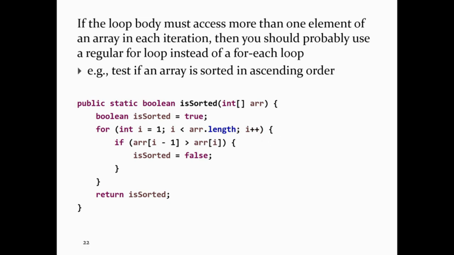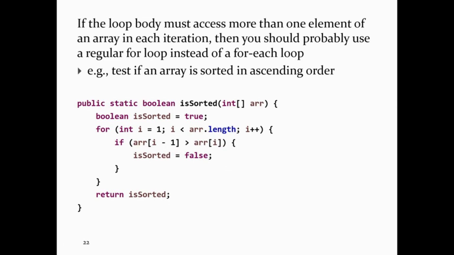Now, I want to look at the element at index i, and I want to compare that to the element in front of it. So the element in front of it is just the element at index i minus 1. So here I can access a second element of the array because I have an index i, and I can do arithmetic with that index. So is the previous element greater than the next element?